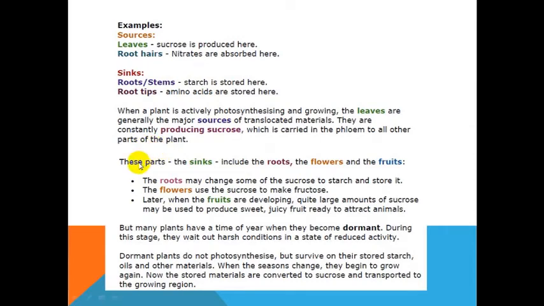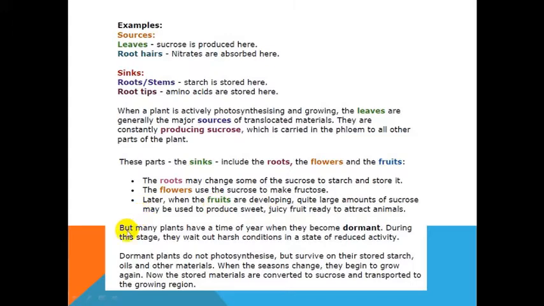Next, the sinks include the roots, the flowers, and the fruits. The roots may change some of the sucrose to starch and store it. The flowers use sucrose to make fructose, in the form of nectar found in the flower, to attract insects to pollinate. Later, when the fruits are developing, quite large amounts of sucrose may be used to produce sweet, juicy fruit ready to attract animals. So that's how plants use sucrose in roots, flowers, and fruits.